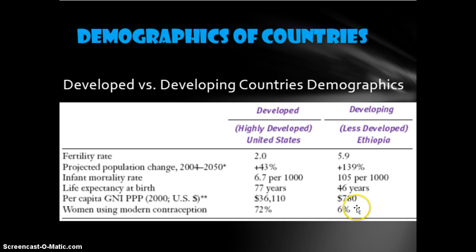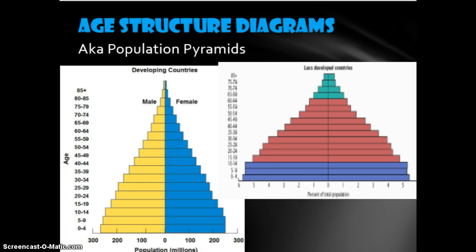And one of the big things that goes along with a lot of these statistics in terms of fertility rate, birth rate, is how many women are using contraception. So you see that's way lower in developing countries as well. And when we look at these demographics, we're going to use a tool that's really helpful called an age structure diagram. These are also called population pyramids.